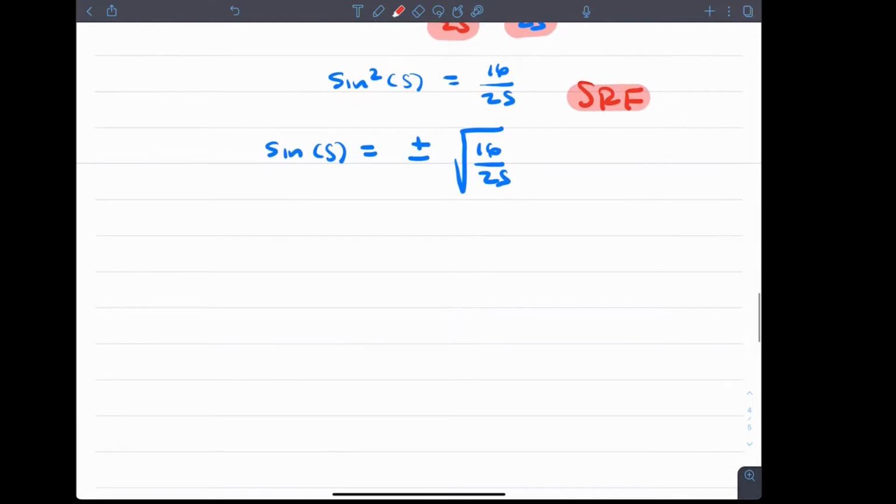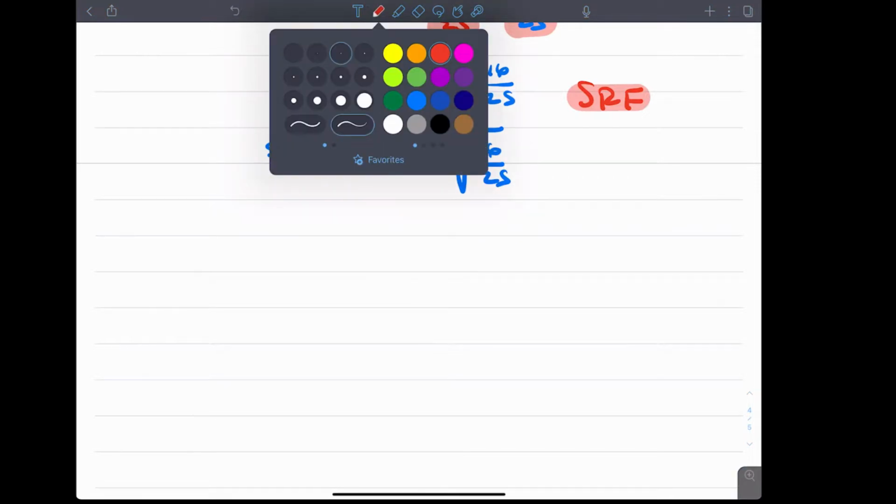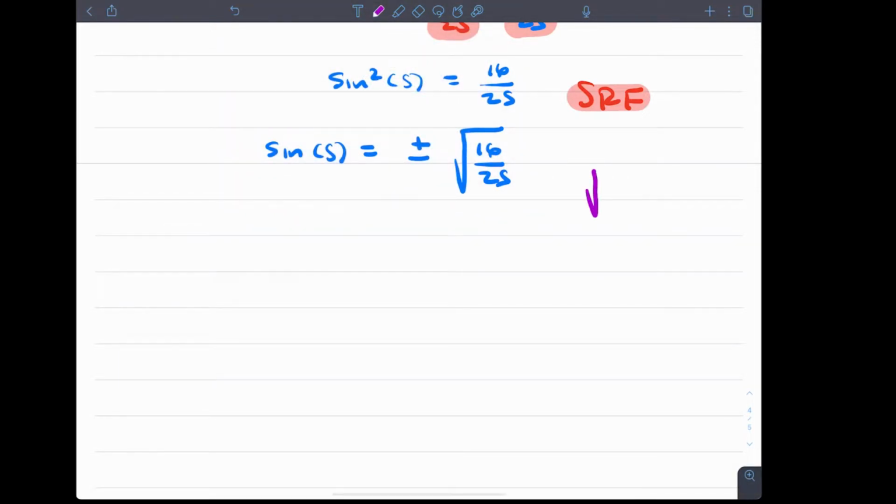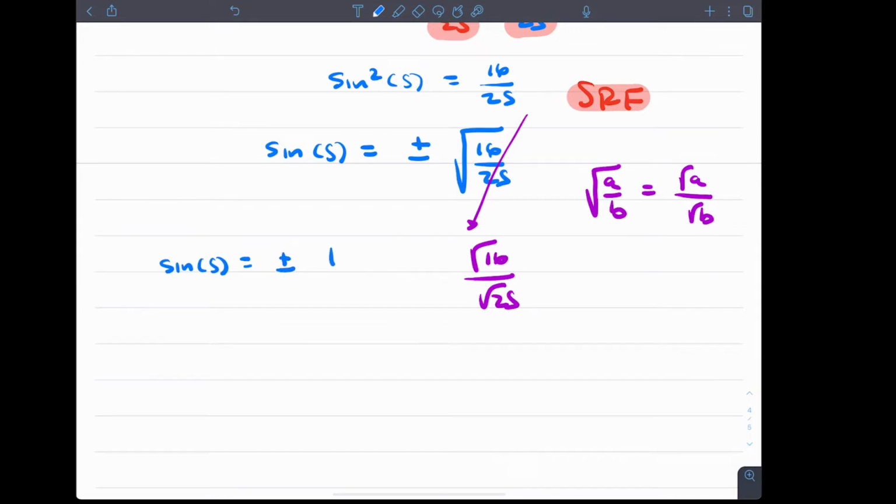Now, what about this radical? You guys remember the properties of square roots? The square root of a over b is the square root of a over the square root of b. Is that right? In other words, using that property here, this is the square root of 16 divided by the square root of 25. What's the square root of 16, ladies and gentlemen? Yes, it's 4. And what's the square root of 25? 5.